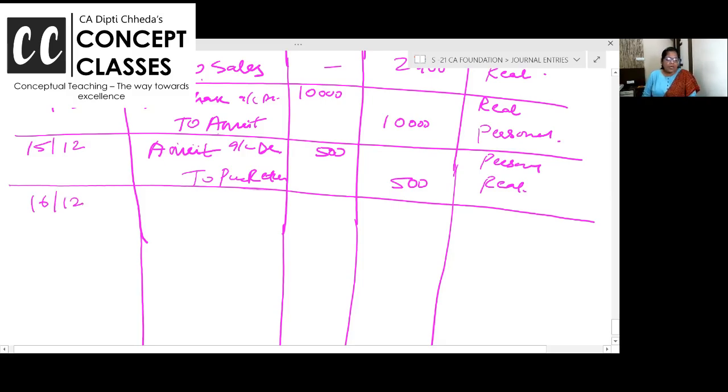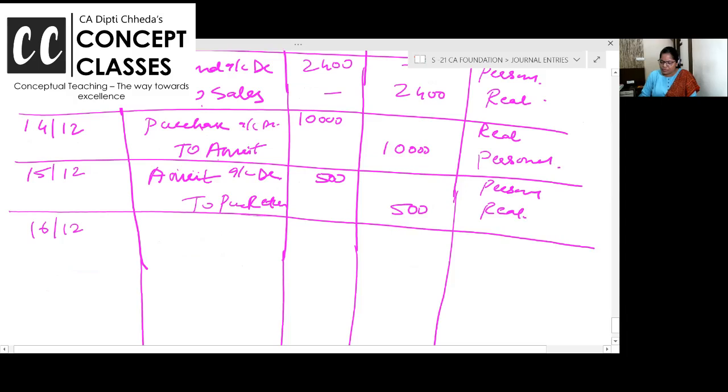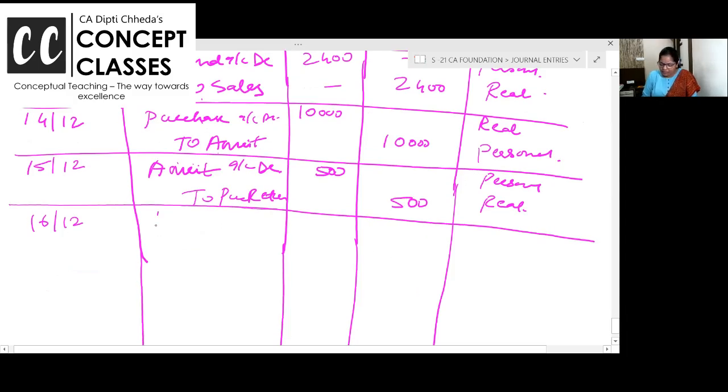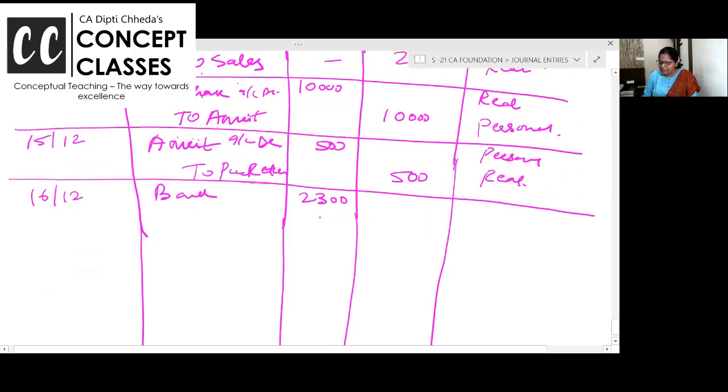He received from Arvind 2,300 in full and final settlement. How many goods did I sell to Arvind? Look here, 2,400. Now Arvind gave me 2,300 in the bank. I've sold you goods of 2,400, but he is giving me 2,300. So the 100 rupees is what? Discount allowed. Is it a loss to me? Yes, right.